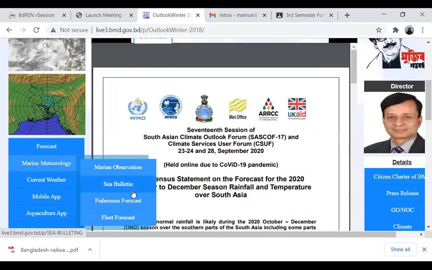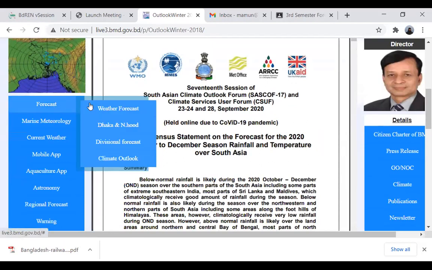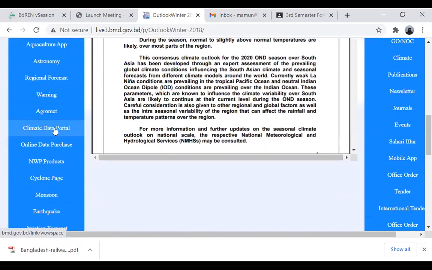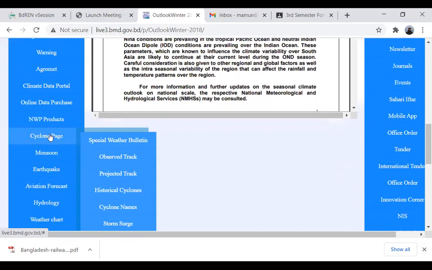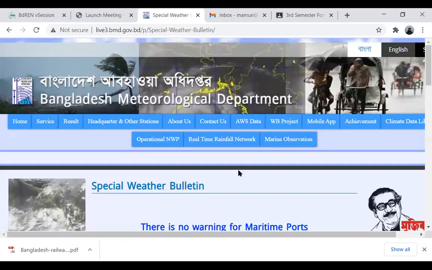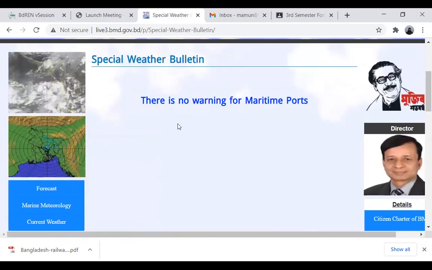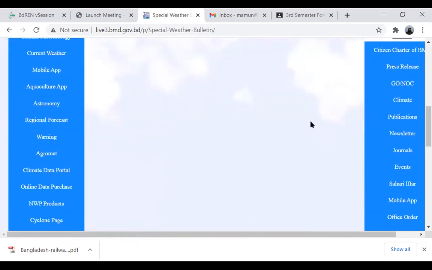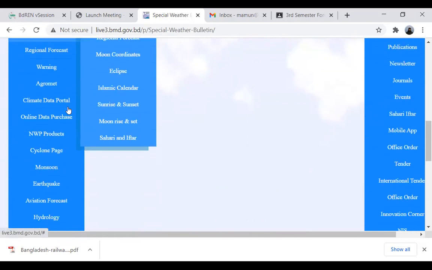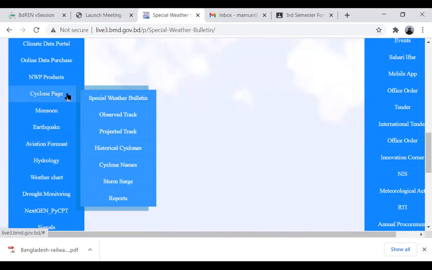So that is the weather and climate outlook, this is another thing. You can also go to other types of information from here. For example, you wanted to see a special weather bulletin, the cyclone page, a special weather bulletin. Perhaps we are not interested in this at this time because in the winter period, we don't have any cyclone. Let's see. So they say there is no warning for maritime ports. That means in winter time, we don't need to follow this. Maybe we are interested in some other things. Projected track, historical cyclones. Let's see that.